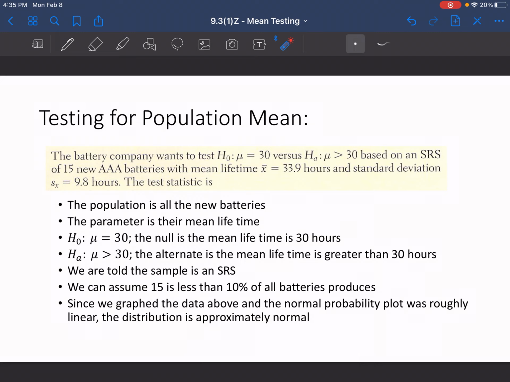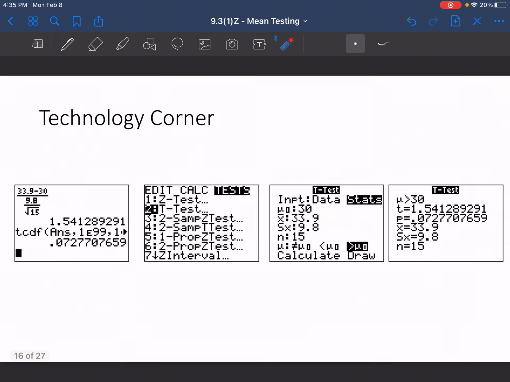We're also told that the sample is a simple random sample. We can assume that 15 is going to be less than 10% of all batteries produced. And since we graphed the data from before, the normal probability plot was roughly linear. The distribution is approximately normal.